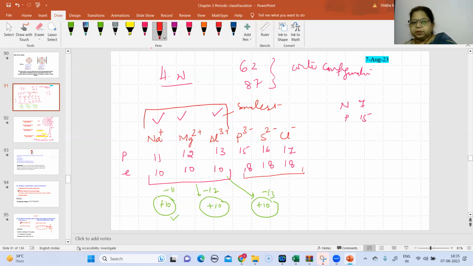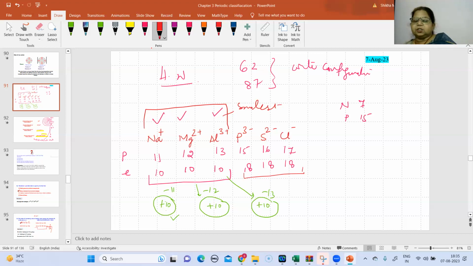Now tell me which one will be the largest. Ria, any idea? Any answer from your side? Ma'am, phosphate will be the largest. Yeah, the largest one will be chloride or phosphide. Phosphide, ma'am. Correct. Good.